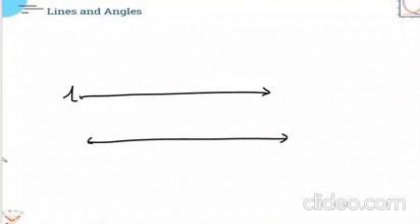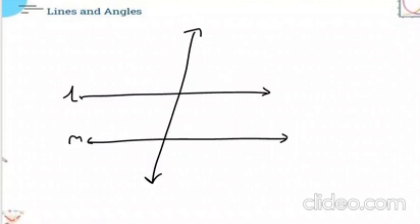I'm telling I have two lines L and M. Now what happens is there is one line which is intersecting these two. There is one line that is intersecting these two parallel lines. Let's say that is N.